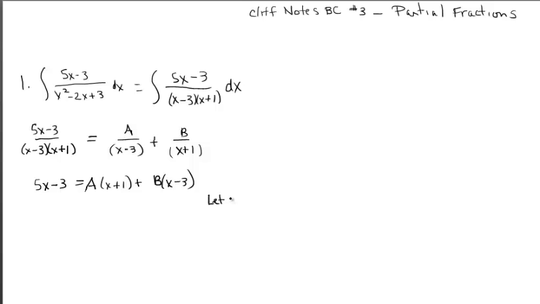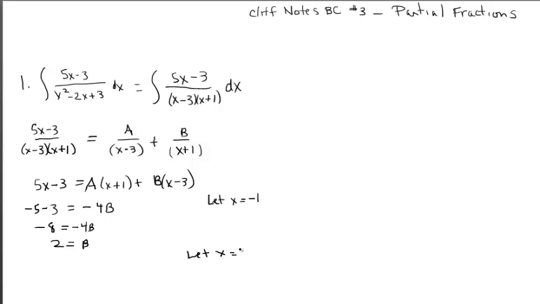All right, let's just go through this and let x be negative 1. Everywhere you see x, let x be negative 1. So 5 times negative 1 is negative 5, minus 3. The result of x being negative 1 takes care of that factor. We can cover that up. It's gone. X is negative 1 here. Do the calculations, we get negative 4B. So B is positive 2.